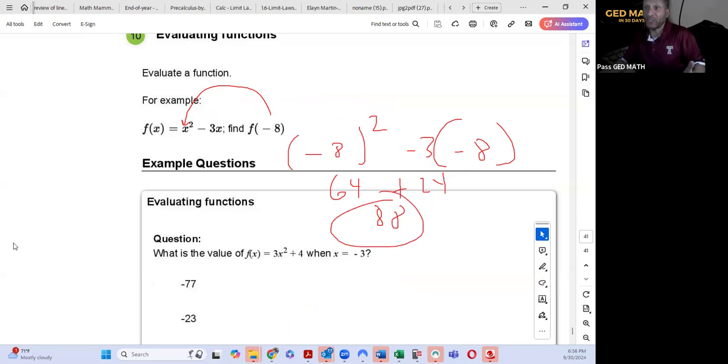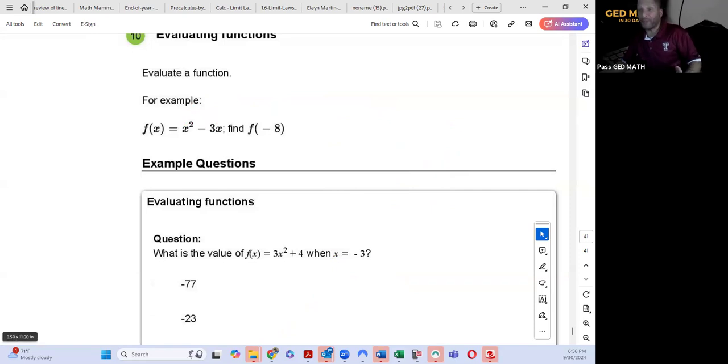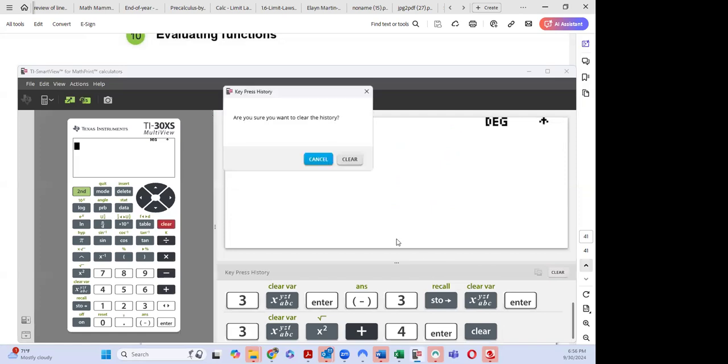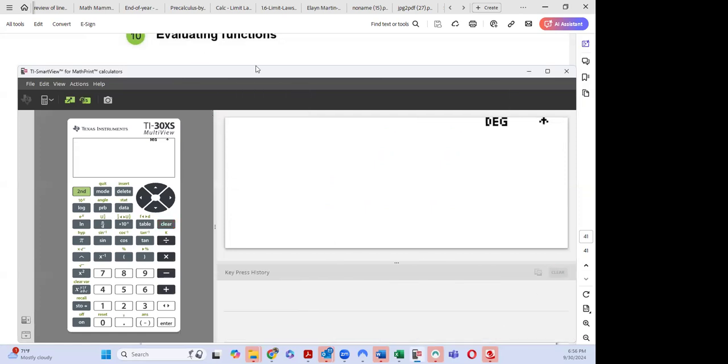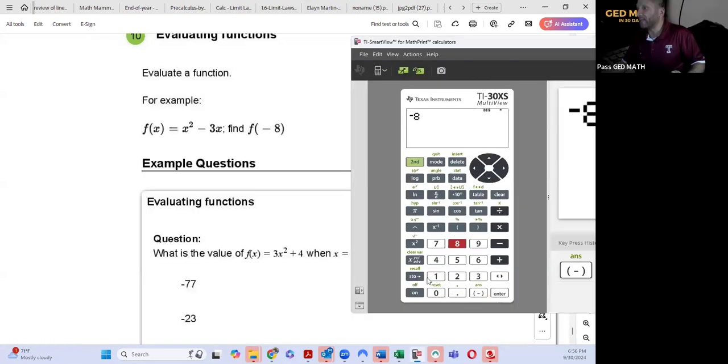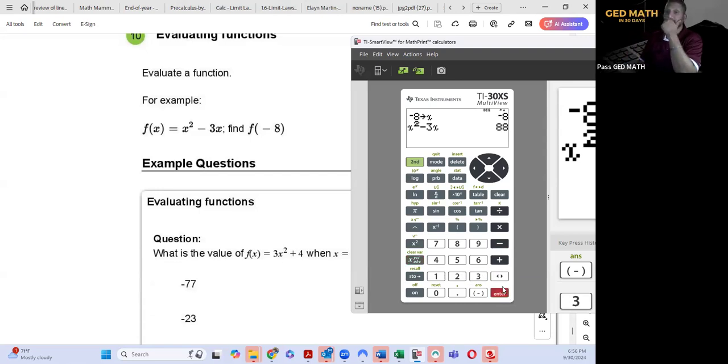What I'm saying to you is, you don't have to worry about those mistakes. All you have to do is grab your calculator. Let me clear everything out. Store that variable: -8, store x, enter. Then plug it in: x squared minus 3x. I don't have to worry about making those mistakes.